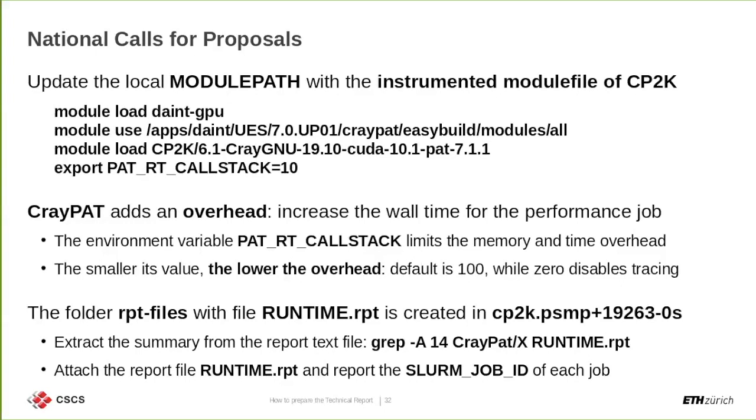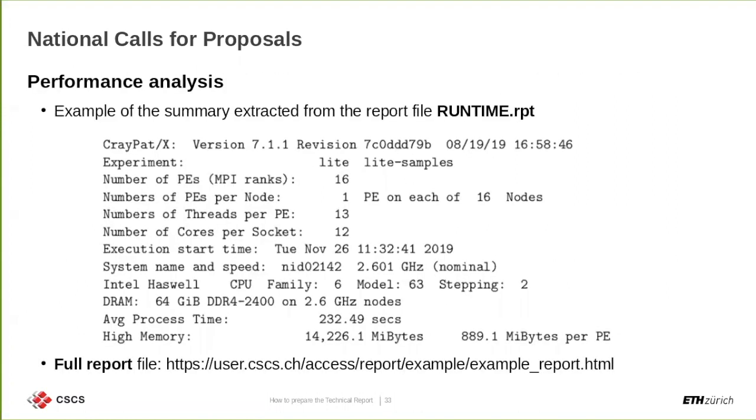The folder RPT files with the file runtime.rpt will be created under a folder named cp2k.psmp, which is the name of the executable, plus some digits. This is the typical way CrayPat creates a folder in the local working folder. You can then retrieve the summary using the grep command that I put here, and attach the runtime.rpt with the Slurm job ID. This is again an example of what the summary report would look like. For a full report file, you can look at the link at the bottom of the page.